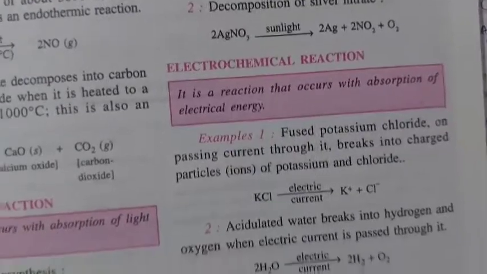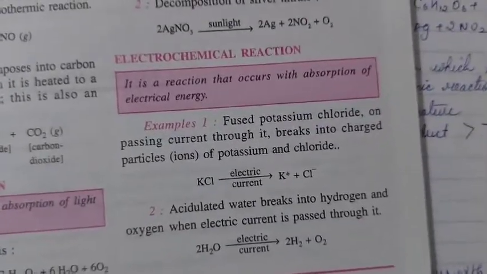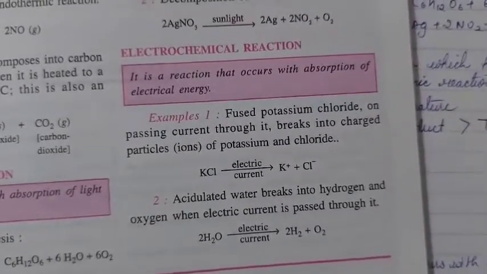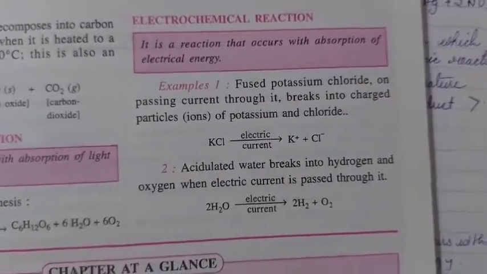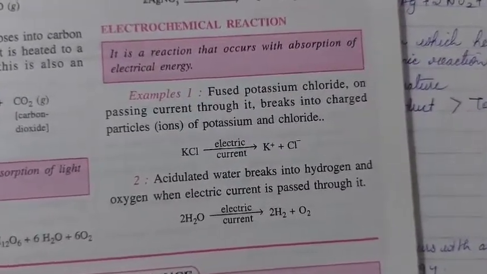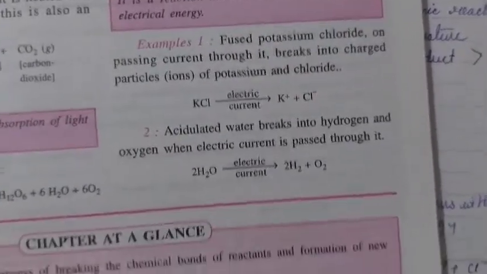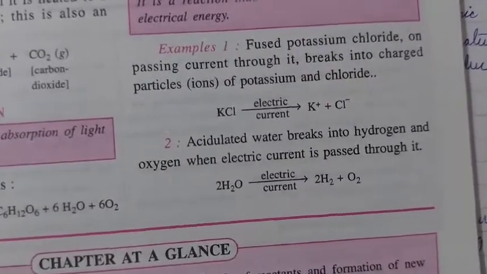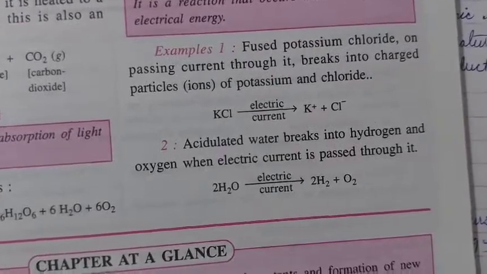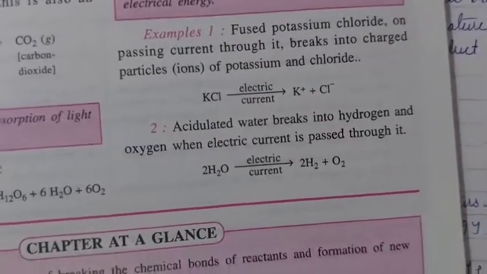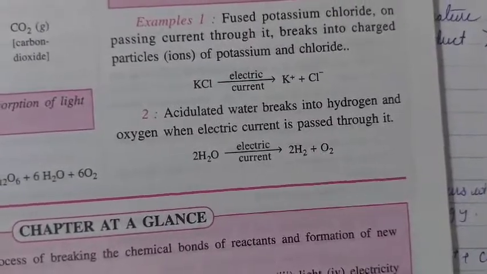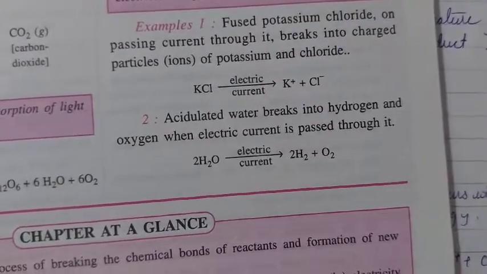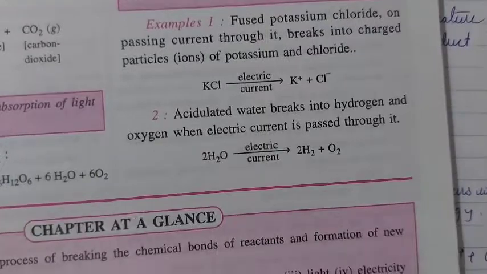Now the last topic of this chapter, the electrochemical reaction, where electrical energy is absorbed. Here, when fused potassium chloride is in the molten state and we pass electric current through it, it forms potassium ions and chloride ions. Similarly, when electric current is passed through acidulated water, the water is broken into hydrogen and oxygen.